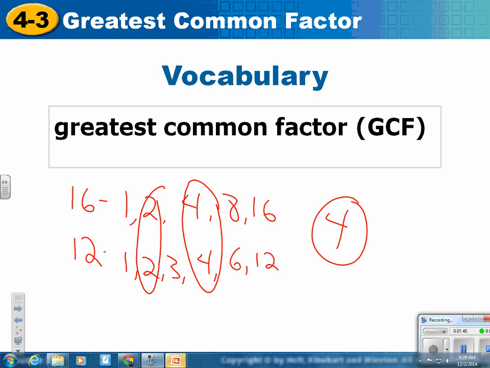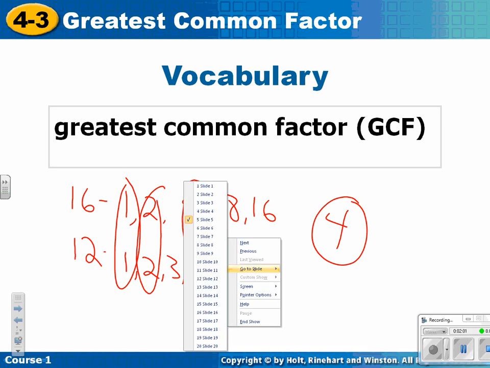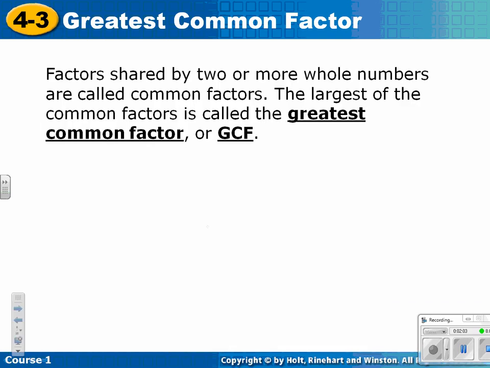Yes? How come we can't do the 1? Oh, well, yeah, I should have done the 1 too. True. But we're ultimately looking for the greatest common factor of 4. All right. Largest of the two is greatest common factor.